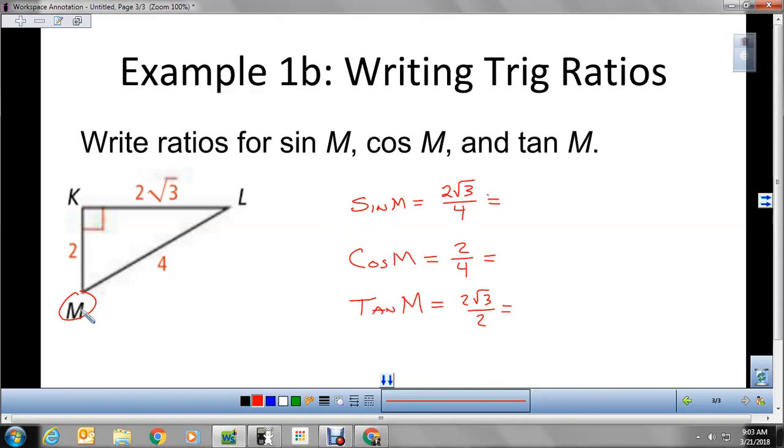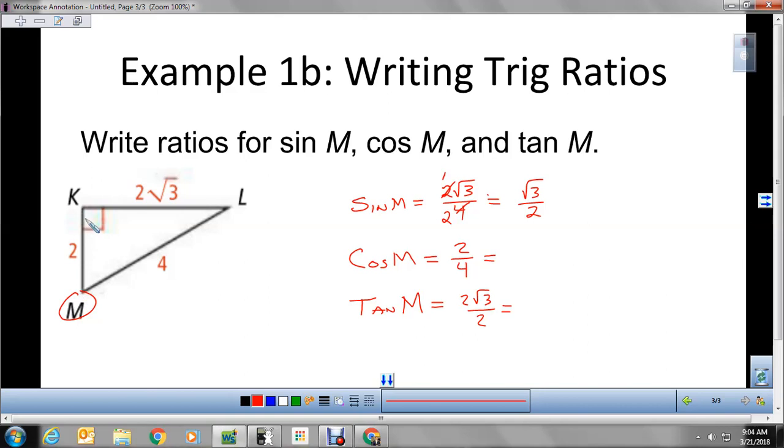Once again, our reference angle is m, so I circle this one. Now, the opposite side is going to be the 2 radical 3 from m. The adjacent side would be 2, and the hypotenuse for this triangle is 4. It's across from the right angle. So what I've done is I've set up your ratios, but I have not simplified it yet. So sine is going to be the opposite leg, which is 2 radical 3, over the hypotenuse, which is 4. Now this can be simplified down because the outside numbers can simplify. 2 goes into 2 once, and it goes into 4 twice, so our answer would be square root of 3 over 2.